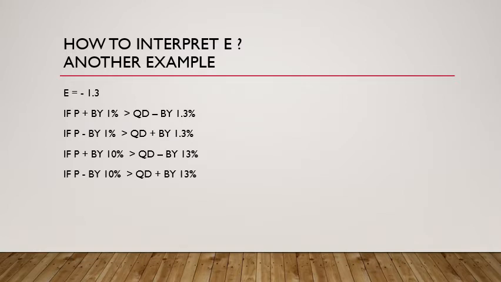And if we increase the price by 10%, quantity demanded will decrease by 13%. Again, we must keep the symmetry. So what we've done is we've multiplied 1.3 times 10. So all we did was shift the decimal point one space. And finally, the last one. If the price decreases by 10%, quantity demanded will increase by 13%.